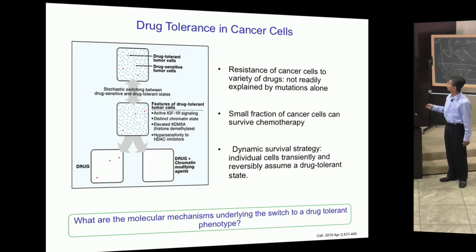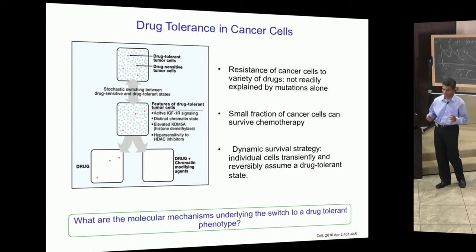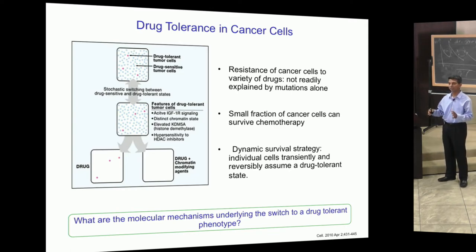Okay, so they examined things further, and they found that in fact the cells that are drug tolerant are not fixed. With the passage of time, the cells change. So you can see the pink cell. This cell is pink, but later on it becomes gray again, but some other cell becomes pink. So in a given population at a given time, a small fraction of cells survive chemotherapy. But this is a dynamic survival strategy, in the sense that individual cells in the population transiently and reversibly move to a drug-tolerant phenotype.